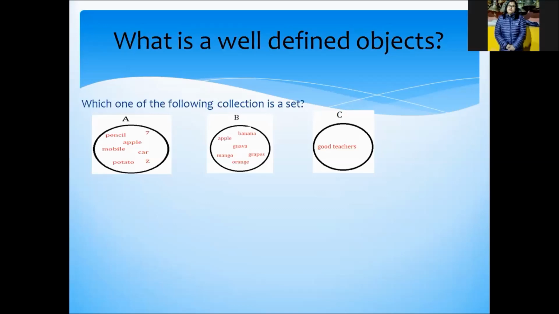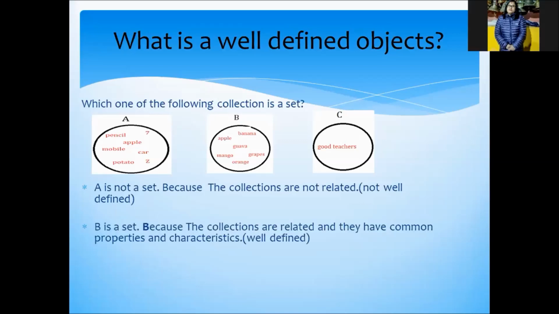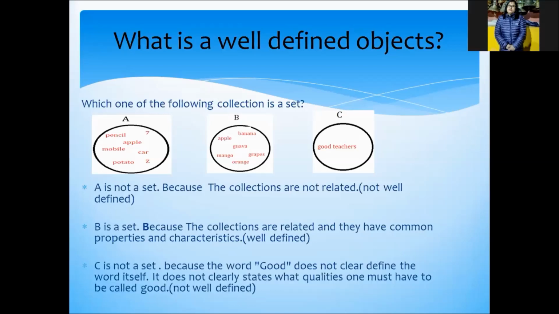So let's see. A is not a set because the collection is not related, not well defined. B is a set because the elements are related and have common properties and characteristics. You can say set B is a collection of fruits. Next, C is not a set because the word good does not clearly define itself. It does not clearly state what qualities one must have to be called good. So it is not well defined and it is not a set.